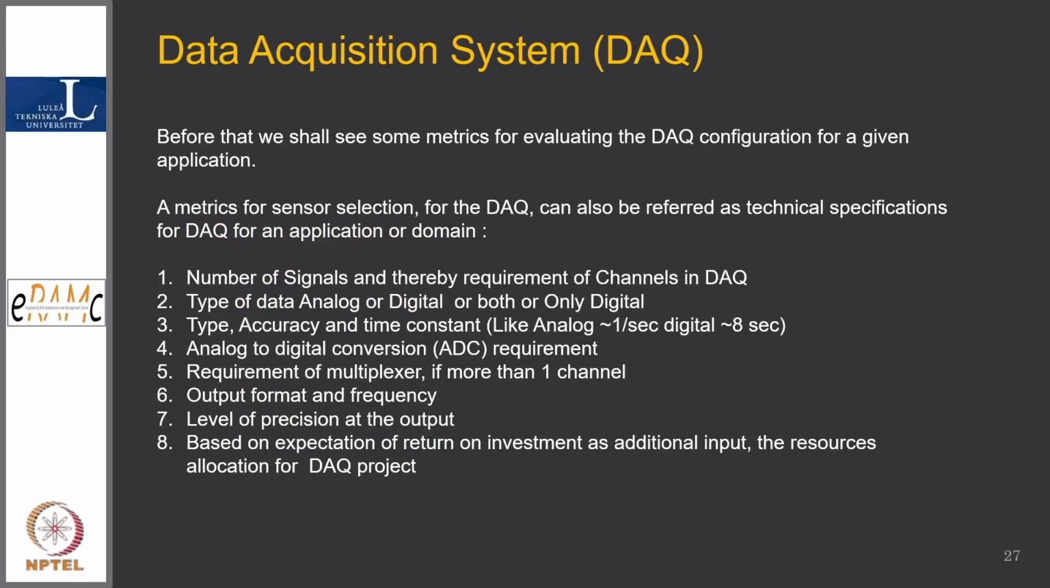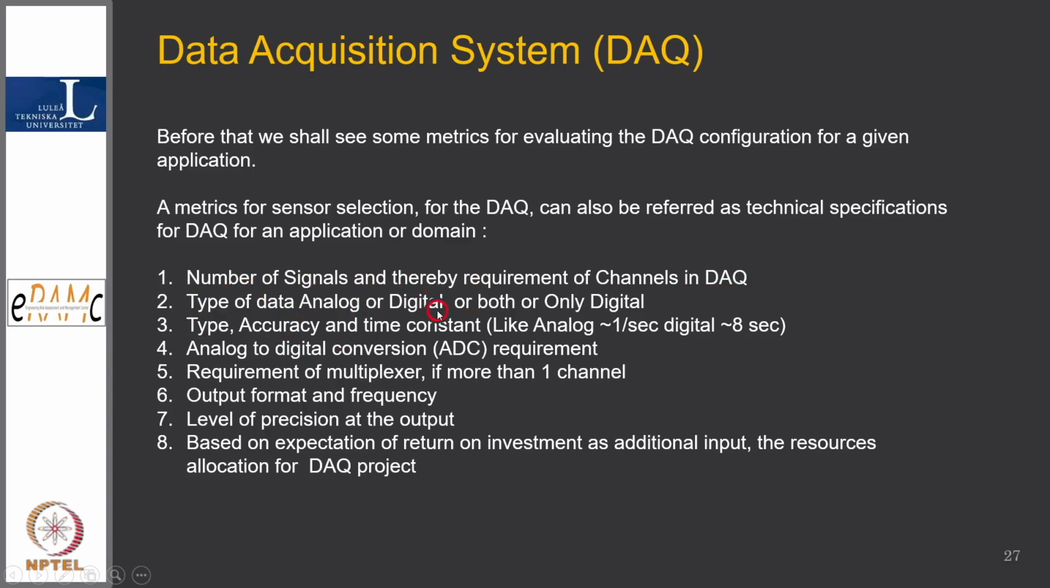Now, before we go ahead, we will see the metrics for selection of a data acquisition system. So, what is the first metric? The number of signals, and thereby the requirement of channels in the DAQ. Suppose I have vibration and temperature, and right now I'll be using only 2 signals, but I might use 3 more signals. So I will go for a 5 channel or 10 channel data acquisition system, so that in future this capacity should not limit my use of the DAQ in the plant.